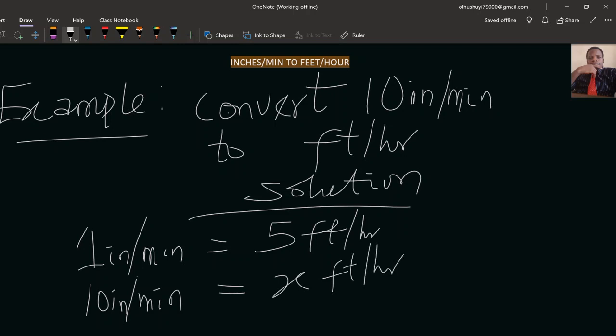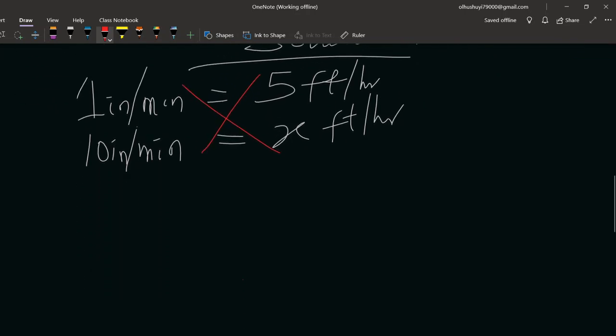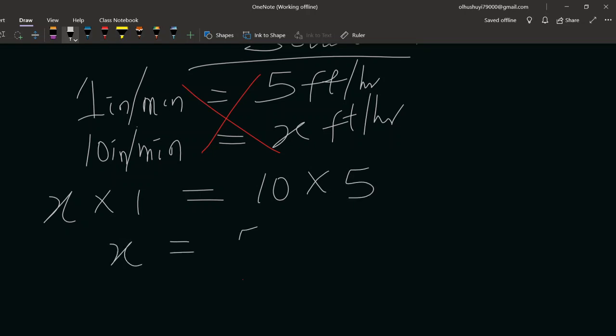Then with the knowledge of what we do, some of us while we're in younger class, we just do the cross multiplication. Then your x multiplies 1. So once your x multiplies 1, you have x times 1 to be equal to 10 times 5. So what do you have? Your x can be equal to 50. Then you have that to be what? 50 feet per hour.